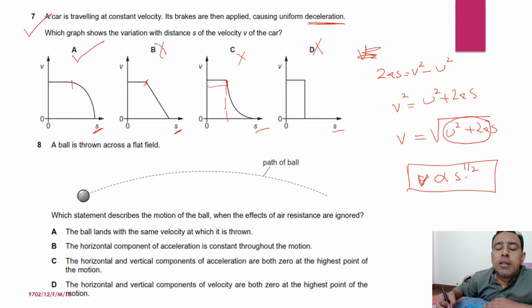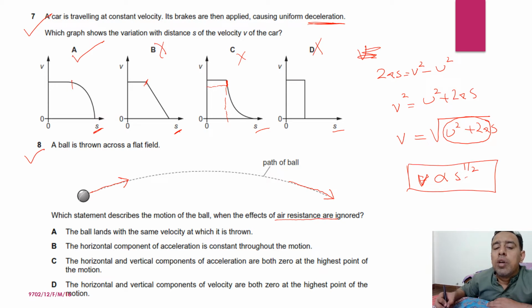In question number 8, this question is about a projectile, and air resistance is ignored, so it's completely a projectile. In projectile motion, you know that the ball lands with the same velocity at which it is thrown. If the velocity is in this way, and when it comes back the velocity is in this way, these velocities are not equal. Even if their magnitudes are equal, the direction is opposite, the direction is different, so we can say that the velocities are not the same. Option A is wrong.